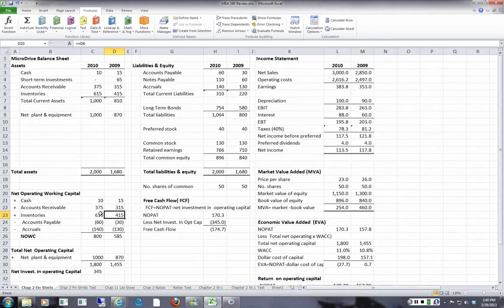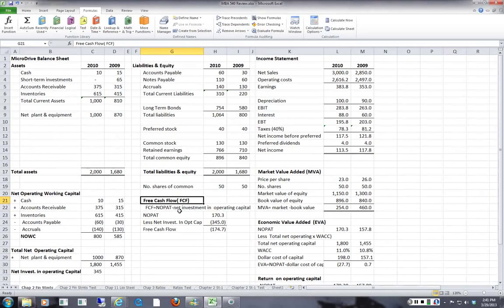And to that we add this net plant and equipment of $1,000 in 2010 and $870 in 2009. So we come up with a total net operating capital of $1,800 in 2010 and $1,455 in 2009, and that's an increase of $345. Now that increase in assets has to be financed, and we're going to talk next about how it gets financed, and that's through free cash flow.